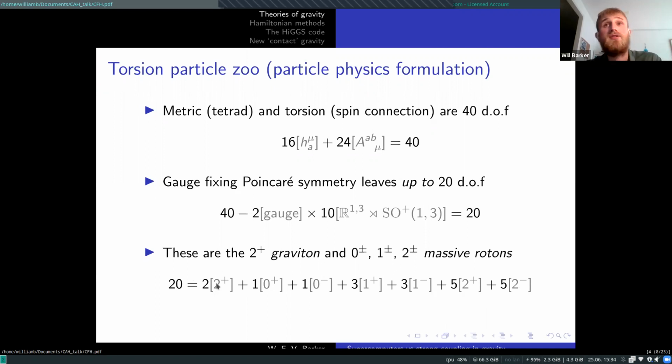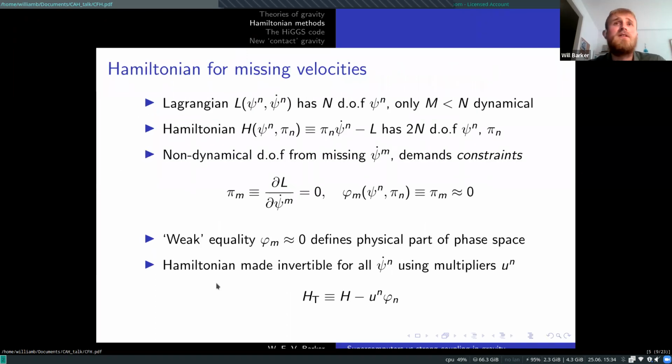So what does it mean to have up to 20 degrees of freedom? Well, you can imagine a Lagrangian which naively has n field degrees of freedom in its formulation, but because of missing velocities, only m of those are actually propagating. So you can always construct your Hamiltonian by a Legendre transformation, but during the definition of the momenta, you find that actually some linear combinations of those momenta, perhaps with the canonical fields as well, vanish. And so these are called the primary constraints in the theory.